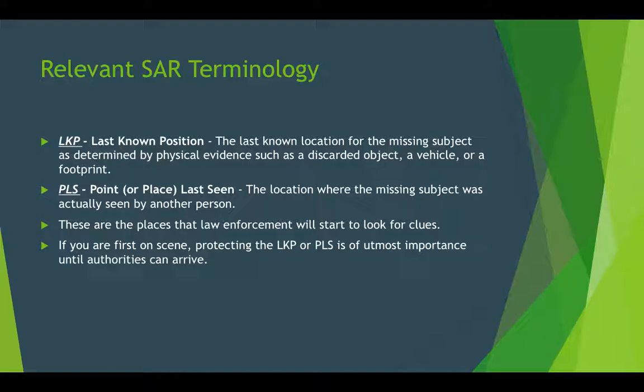The point or place last seen may be the same as the last known point, but it may also be different. The location where the missing subject was actually seen by another person would be considered the point last seen. So, for example, someone may have got out of their car to go on a hike, which is the last known position in terms of the physical evidence, but a person might have seen them down the trail going in a specific direction, and that could be the point last seen. So these are the places where law enforcement would start to look for clues.